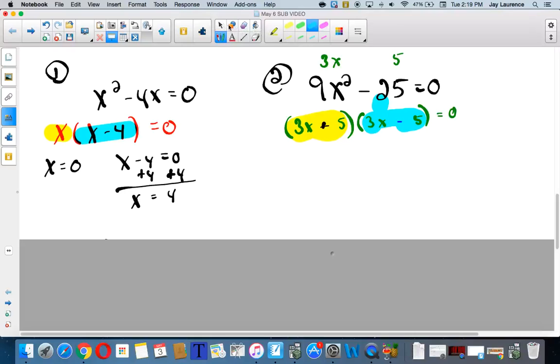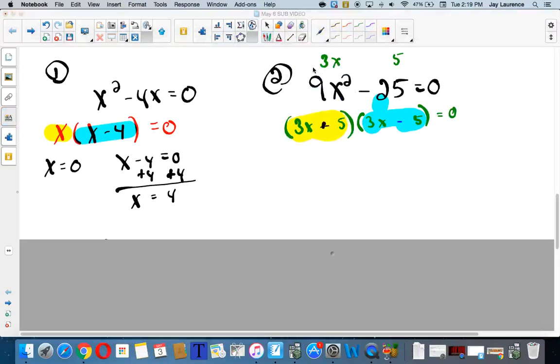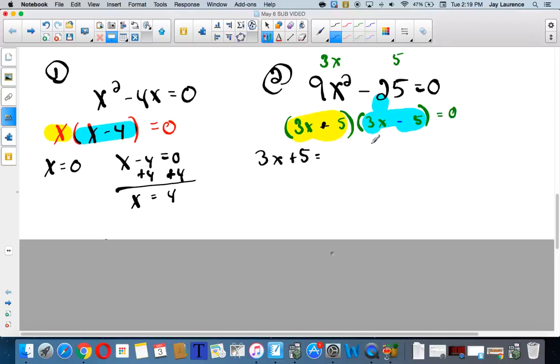Sorry, having a little technical difficulty here. So I'm going to take 3x plus 5, set it equal to 0, and solve for x. And I'm going to take 3x minus 5, set it equal to 0, and solve for x.